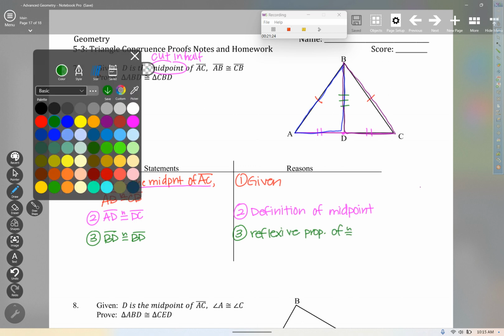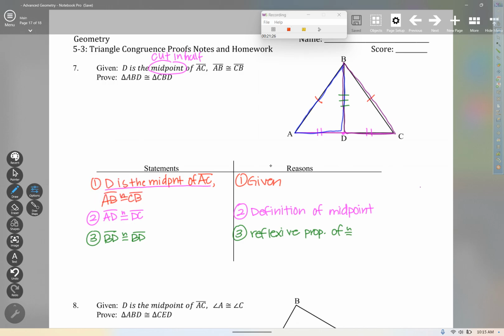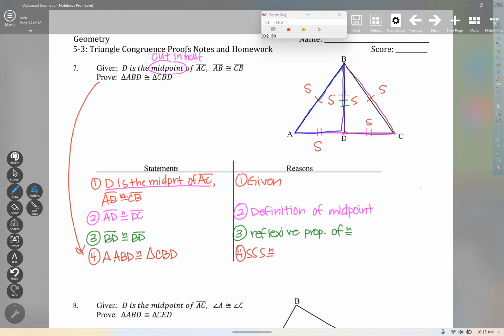And then our last step is, since I have 3 things, and if I walk around, I have side, side, side. Check on the other side, side, side, side. Everything connects, so it does work out. Step 4, prove it. Triangle ABD is congruent to triangle CBD because of side, side, side congruency theorem. And we are finished with number 7.